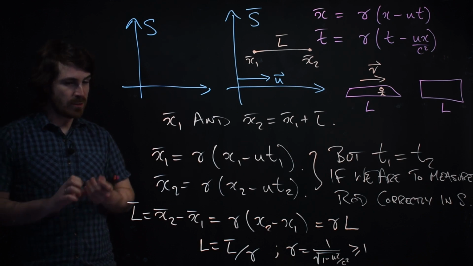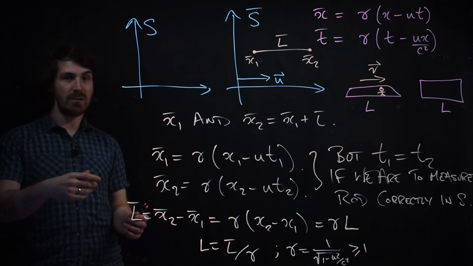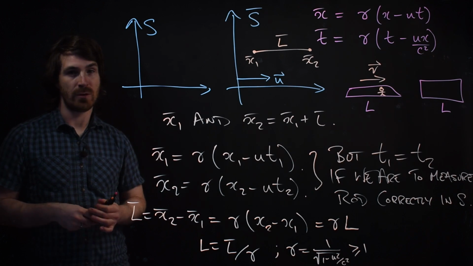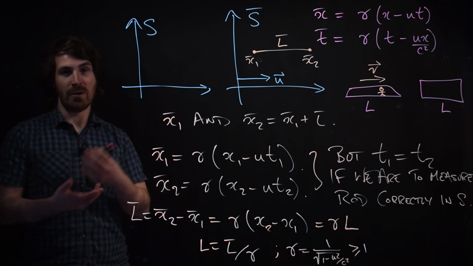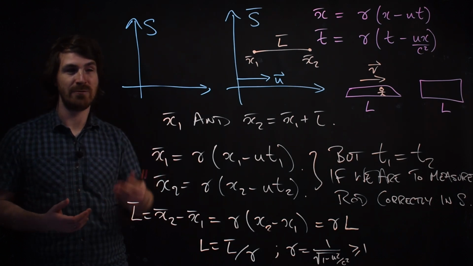So length contraction and time dilation are intimately related. And we're going to show an example now. We're going to work through an example showing that one or the other kind of just depends on the perspective of the observer.